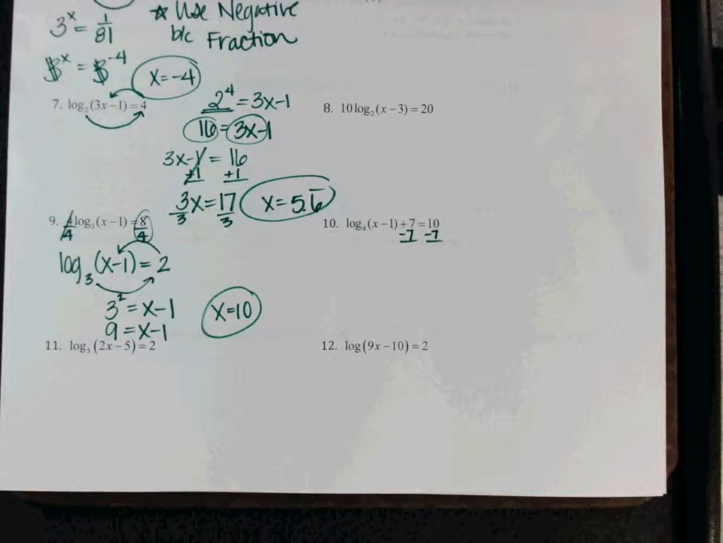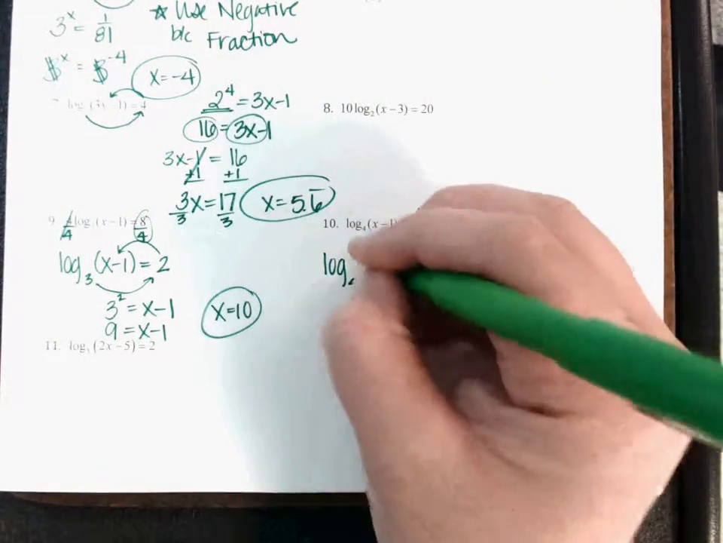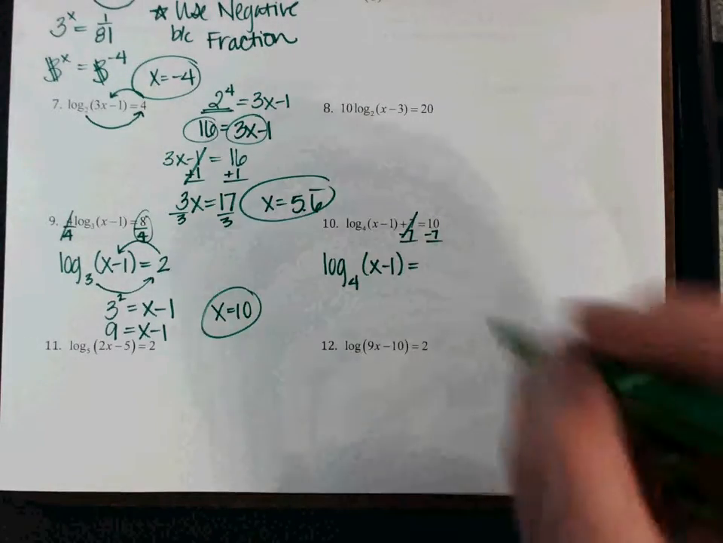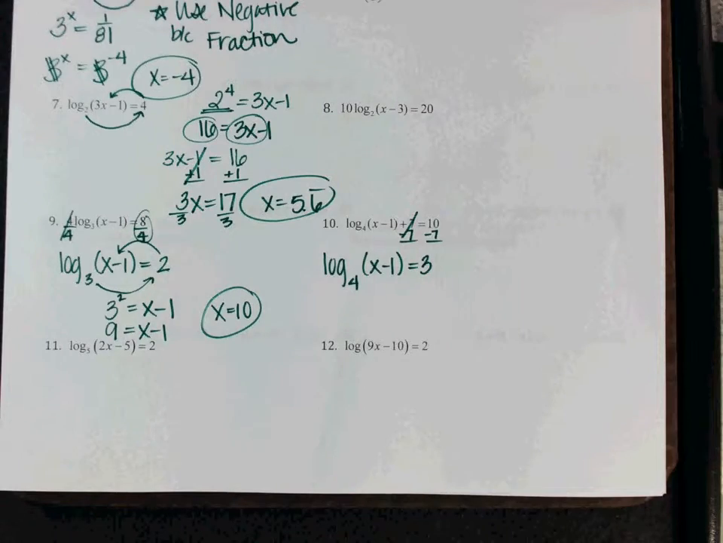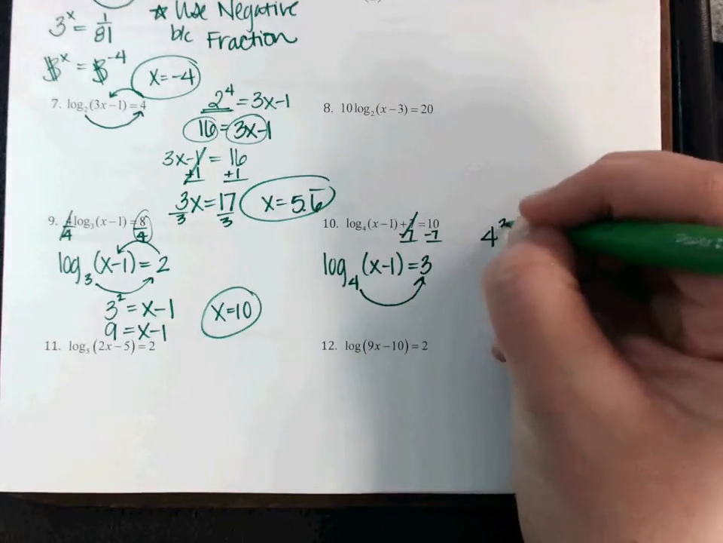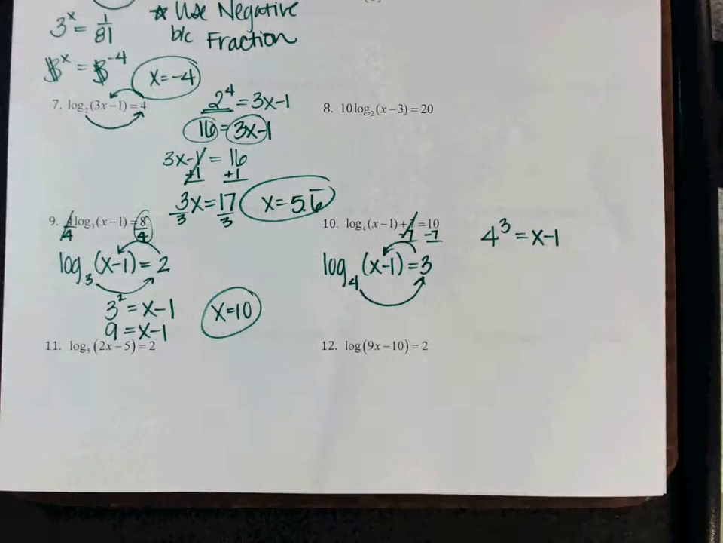You can only log loop if there's not a number on the outside. So that plus 7 is a problem. Then I have log little 4, x minus 1, but instead of a 10, now it's a 3. And then from there, you'll do your loop just like you usually would. Okay? So it'd be 4 up to the 3, and then bring it back around equals x minus 1.